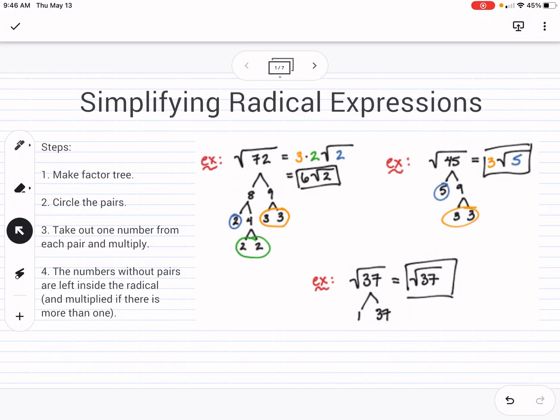From there, you'll look for pairs. Every pair is taken out. So for example, here there's a pair of 2's and a pair of 3's. So I take out a 3 and a 2. If there's more than one pair, you multiply. Anything that doesn't have a pair is left over under the square root. If there's more than one number without a pair, you'll multiply them under the square root.